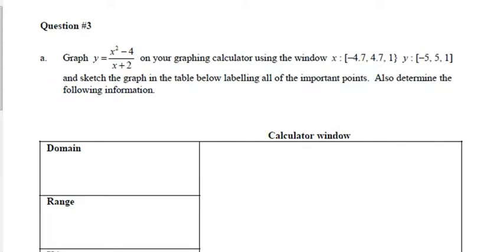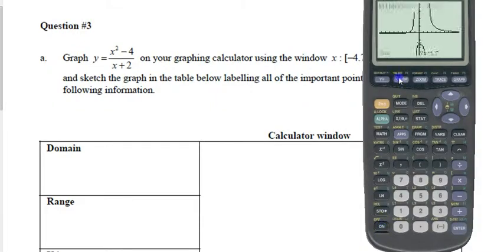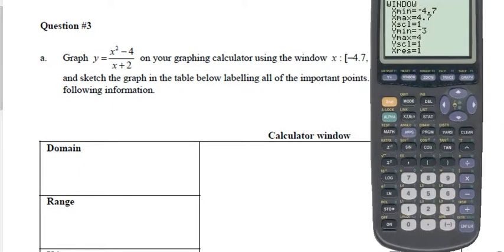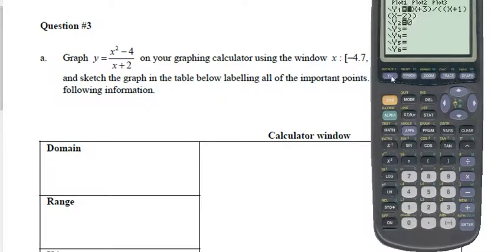All right. Next one. Graph y equals x squared minus 4 over x plus 2 on your graphing calculator using the window. If you have an 84, you can still use that window. So, what was it? Negative 4.7 to 4.7. We don't have the window on ours. It's just a straight line.